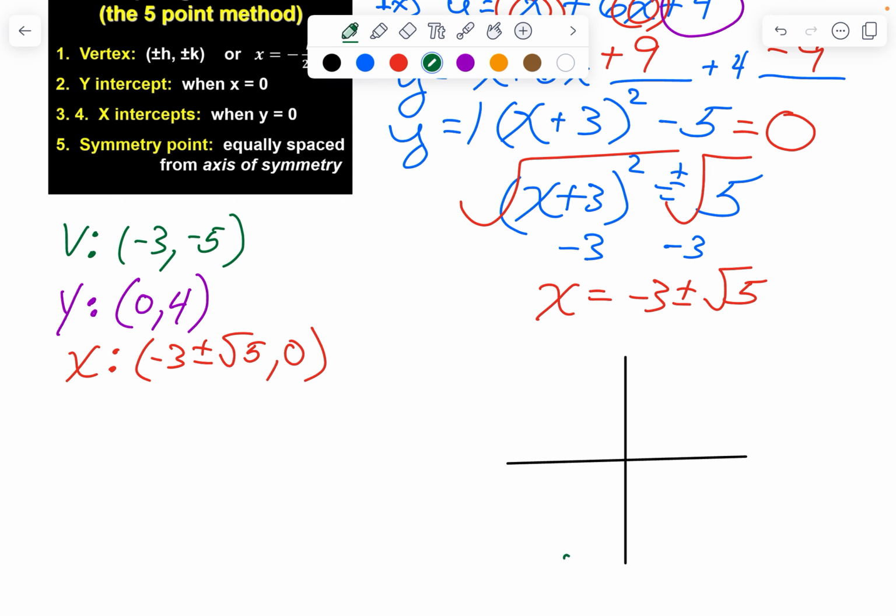Now, -3, -5 is somewhere in this kind of ballpark. I can label it again if I want to. 0, 4, whoa, that's way up here. Okay, 0, 4.